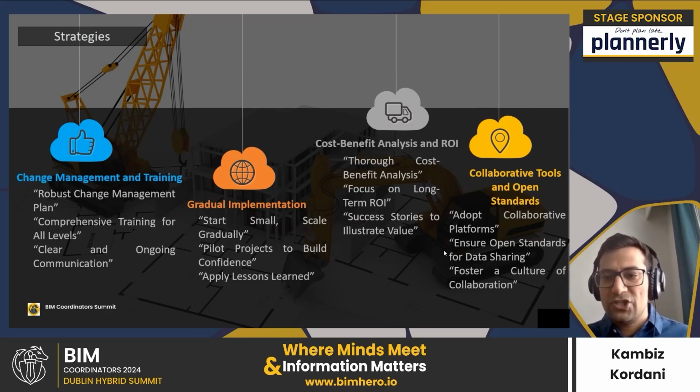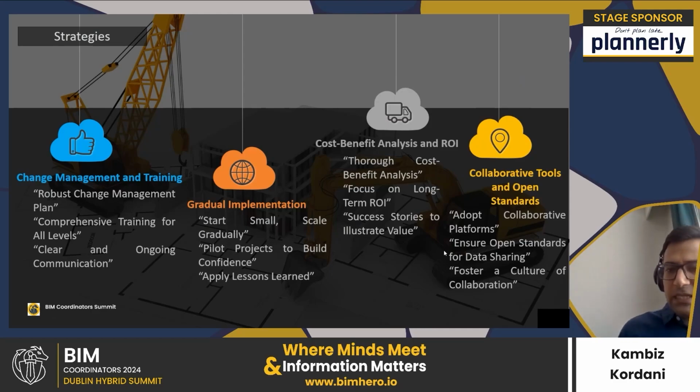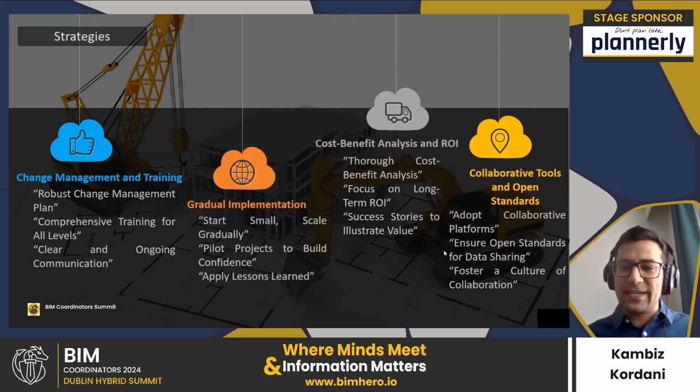The second strategy is gradual implementation and integration. You should phase your BIM implementation rather than trying to overhaul existing processes at once, and you should start with smaller, manageable steps. Begin by identifying specific areas where BIM can add immediate value and focus on integrating the technology there first.